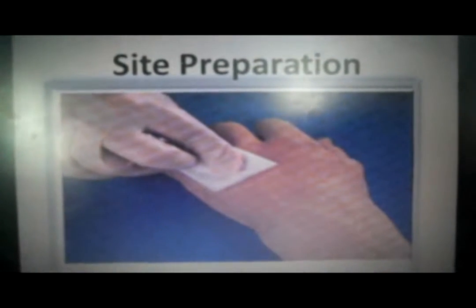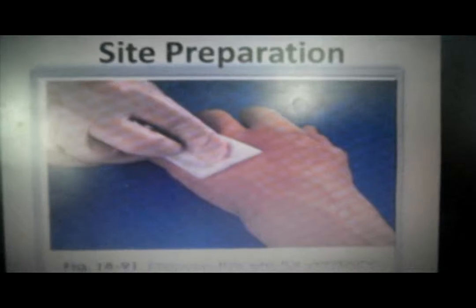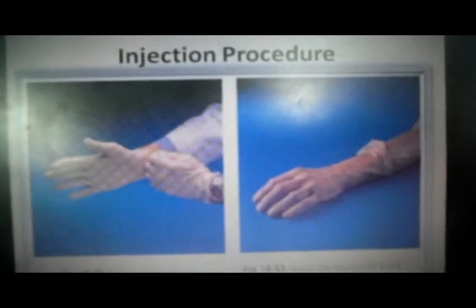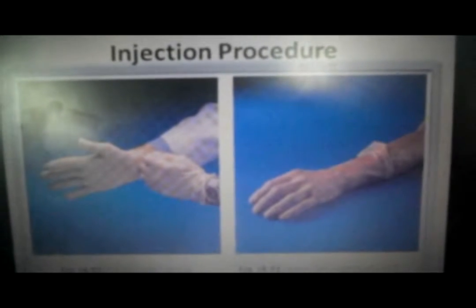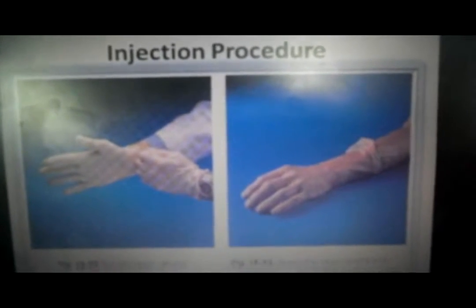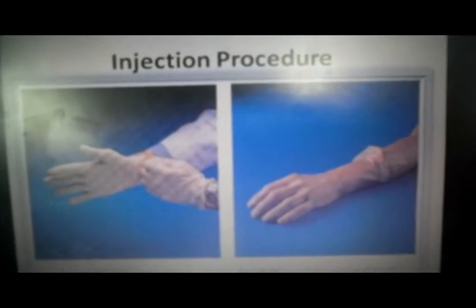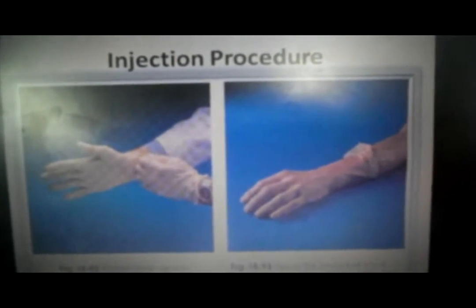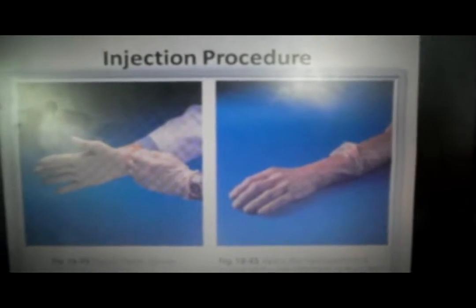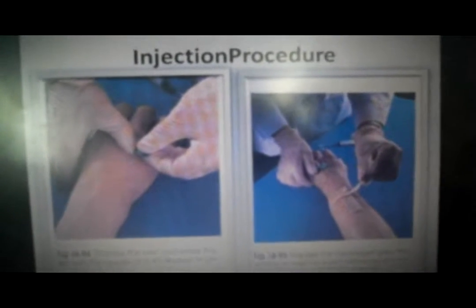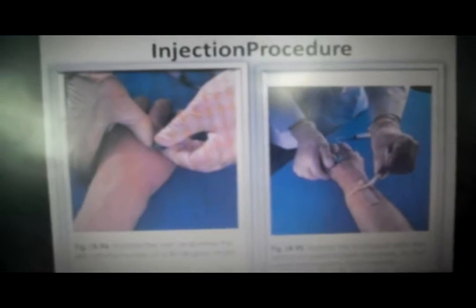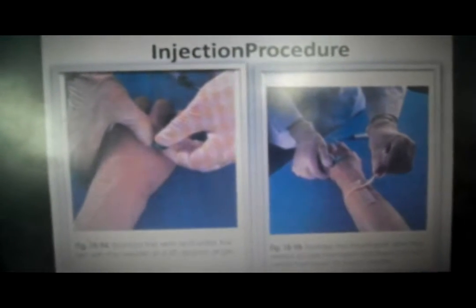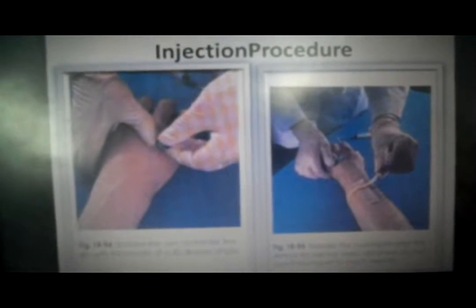So for the site preparation, first, prepare the site for venipuncture. Second, injection procedure. Put on clean gloves. Apply the tourniquet 6 to 8 inches above the intended venipuncture site with its free end directed superiorly. Stabilize the vein and enter the skin with the needle at a 45-degree angle. Release the tourniquet after the venous access has been obtained. Do not permit the tourniquet to touch the needle.